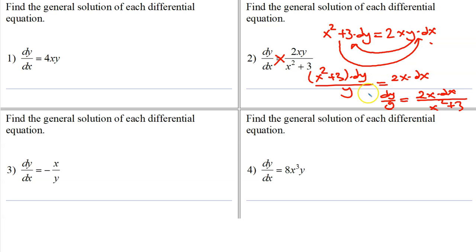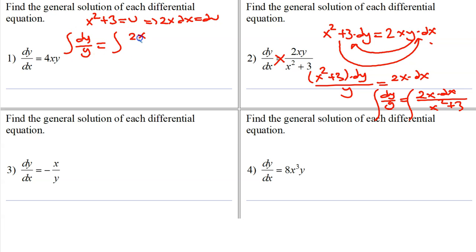So now we're going to integrate both sides. But for the right hand side integral, I need to apply the u substitution. So if I set x squared plus 3 equal to u, what I'm going to get is 2x dx is equal to du. So we have this right on the numerator. So this integral, dy over y equals 2x times dx divided by x squared plus 3, will be equal to natural log of y equals the integral of du over u.